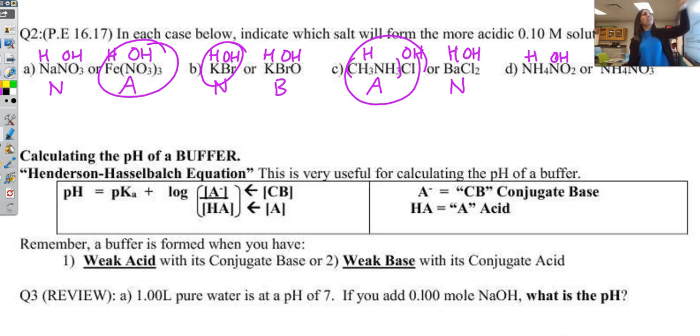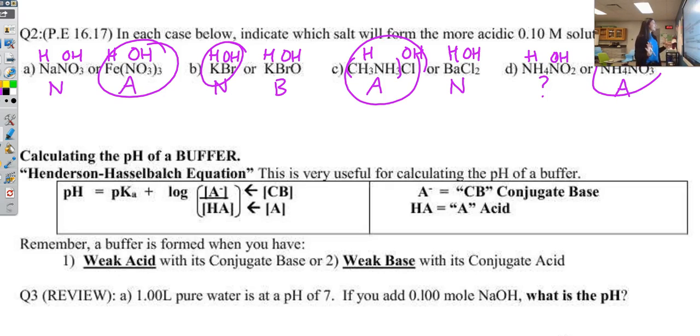Okay. NH4NO2, acid, base, or neutral? You don't know. NH4NO3, acid, base, or neutral? More acidic. So if that one's definitely more acidic, if I had to guess, and it has to be one of the answers, I would go with that one. I would probably go with the one that's definitely more acidic.